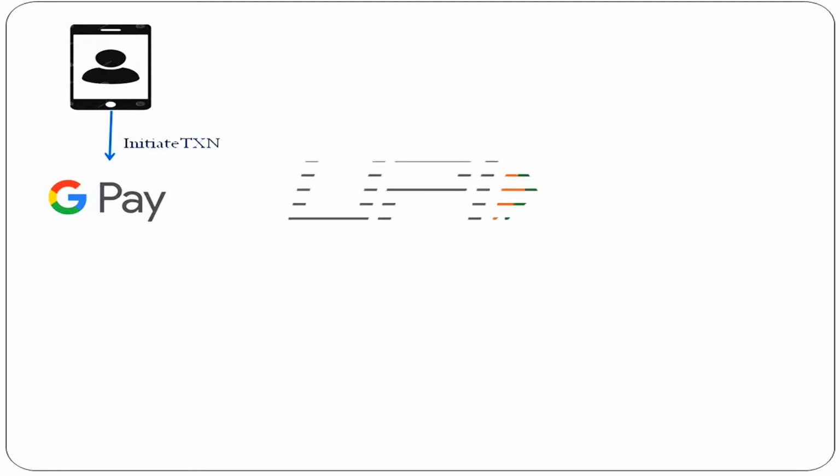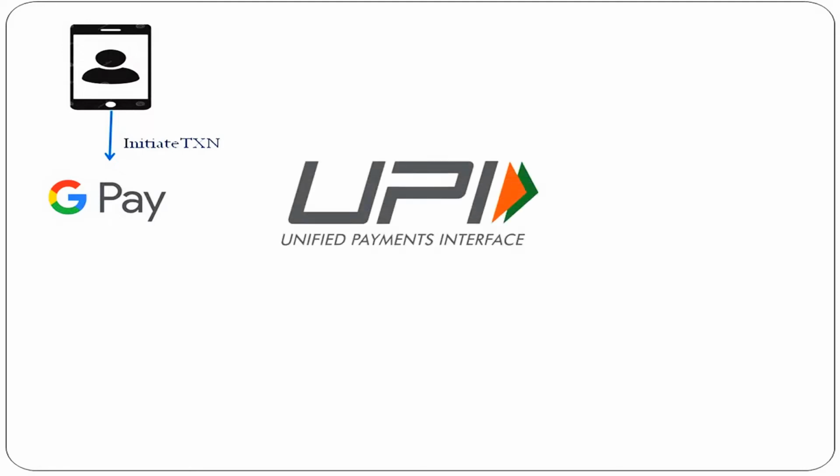So let's say you are here. This is you, and you have installed the Google Pay app. You initiate your transaction: you send someone money or scan some QR code. Once you scan the QR code or send the money and do the authentication, like entering your UPI PIN, then what happens? There is UPI, the Unified Payments Interface, or your NPCI server, you can say. This is your central server.